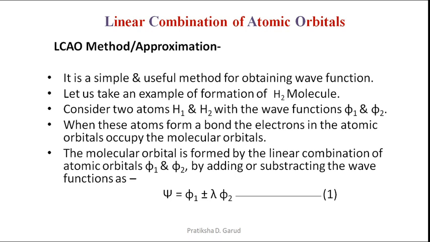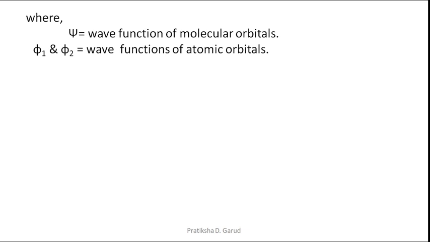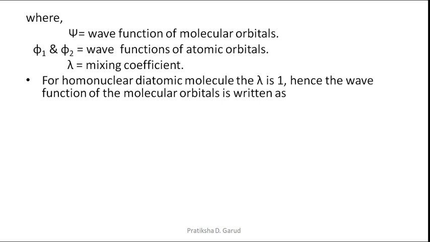where psi is the wave function of the molecular orbital, phi1 and phi2 are the wave functions of atomic orbitals, and the constant lambda is the mixing coefficient. Then, for a homonuclear diatomic molecule. So what is a homonuclear diatomic molecule? A diatomic molecule means a molecule which is formed by two atoms, and when the two atoms are the same, it is called a homonuclear diatomic molecule.